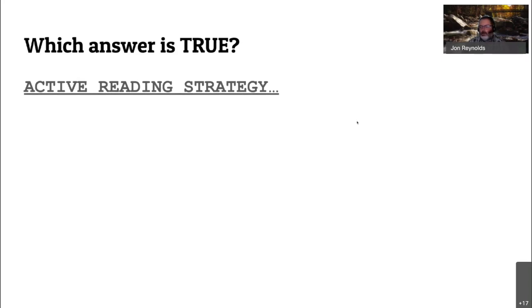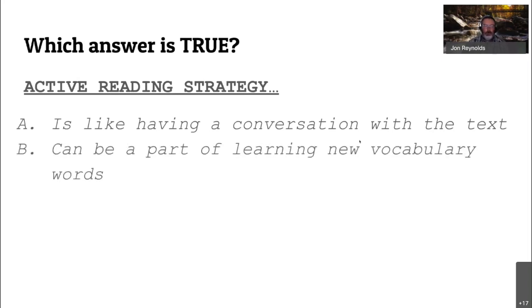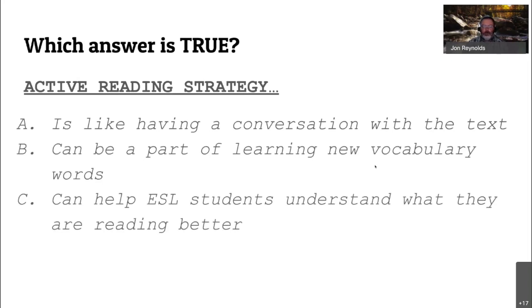So 2 weeks ago, we introduced active reading strategy. So for example, is it true that active reading strategy is like having a conversation with the text? B, can be part of learning new vocabulary words. C, can help ESL students understand what they are reading better. Or is it D, all of these answers are true? So what do you think? Is the answer A, B, C, or D? What do we think?